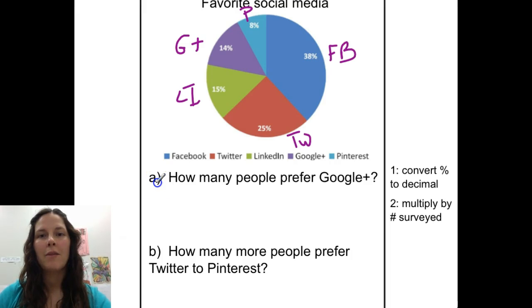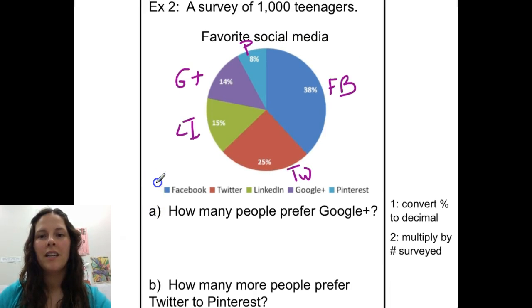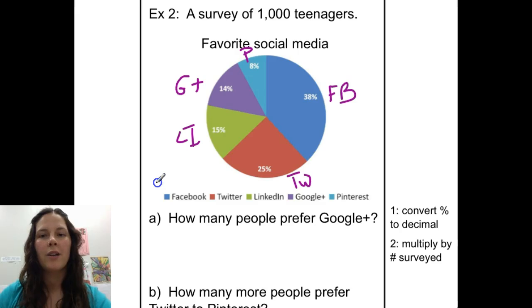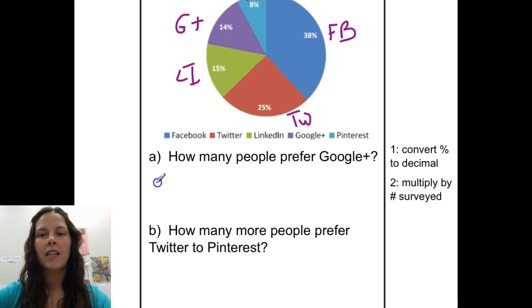First off, how many people prefer Google+? This was a survey of 1,000 teenagers. We will take the percentage for Google+, which was 14, convert it to a decimal, and multiply it by 1,000. That will give us 140 teenagers prefer Google+.